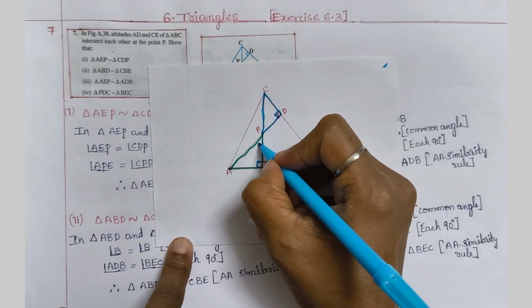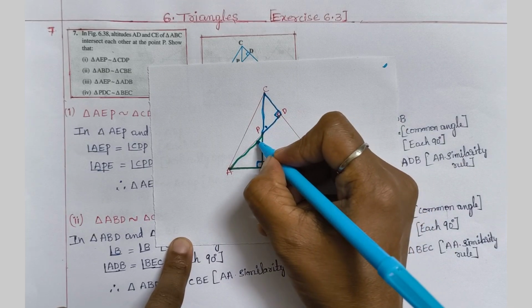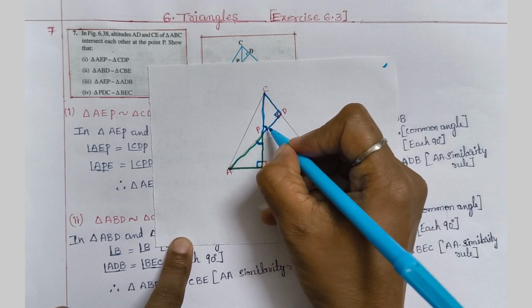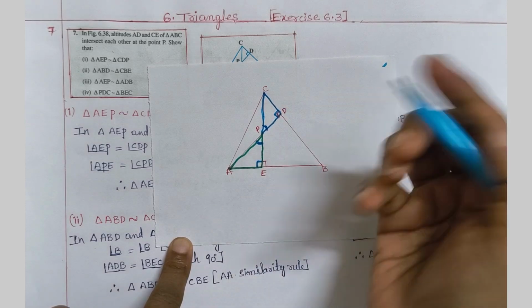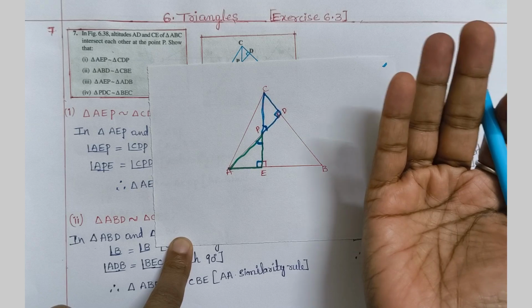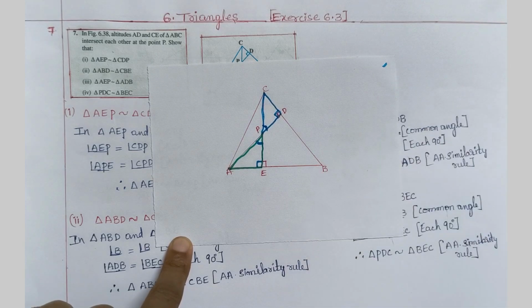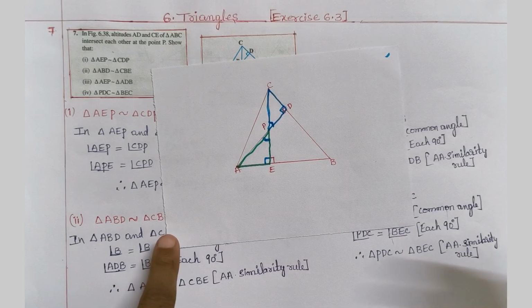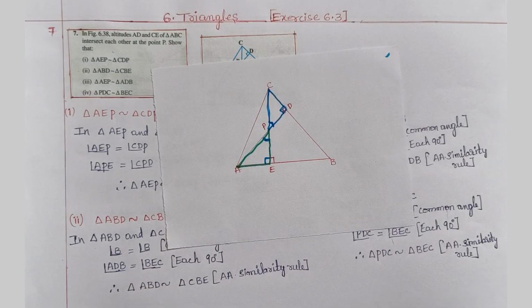Next, this angle and this angle are equal. Why? Vertically opposite angles. One angle is 90 degrees, one angle is vertically opposite angles. Two angles are equal. Two angles equal means by the angle criteria these two triangles are similar triangles. So that one we have to write as notes.